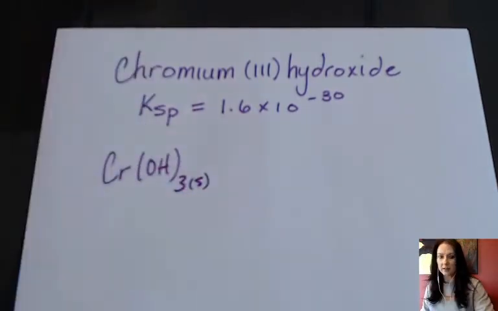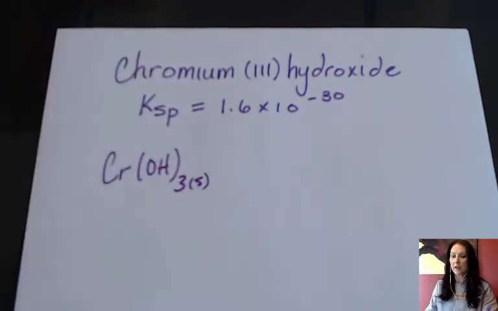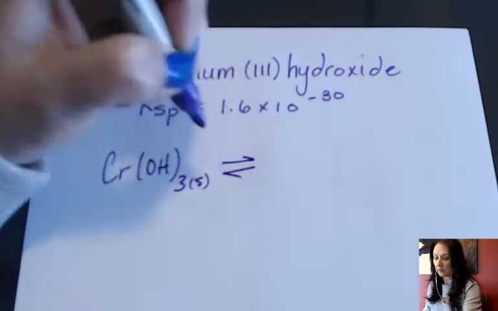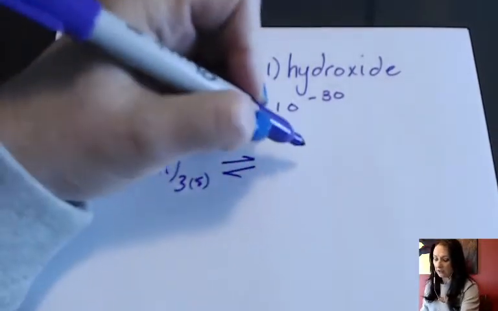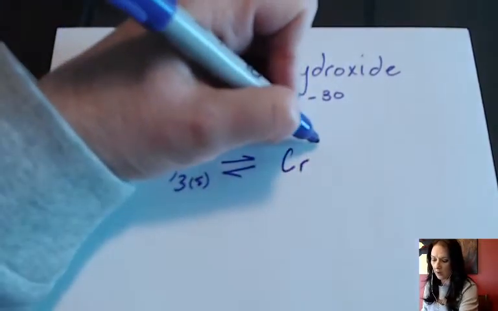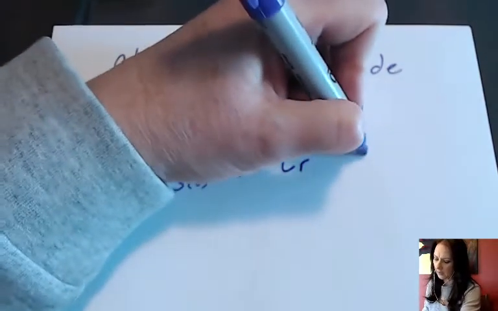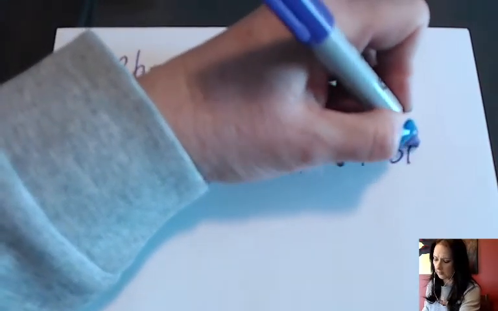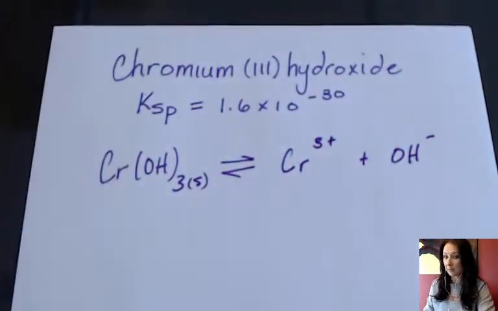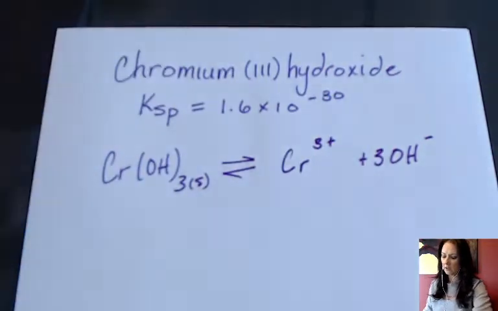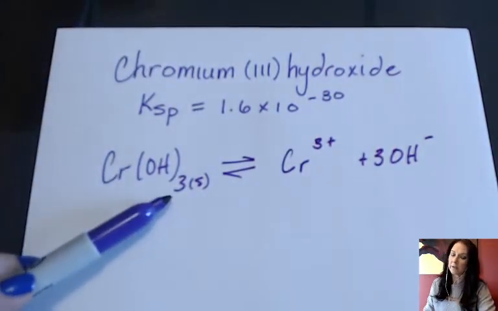And like I said, that is a solid. That is an insoluble solid. I'm going to put it in water. It's going to dissolve a very, very tiny amount. It's going to create an equilibrium when it does that. And it's going to form 2 ions, right? It is ionic, so chromium 3 plus and hydroxide. And then, of course, it has to be balanced. I need a 3 in front of my OH because of the 3 from my chemical formula.